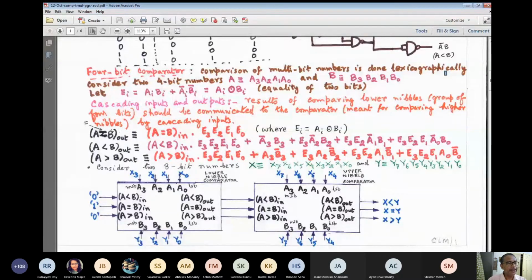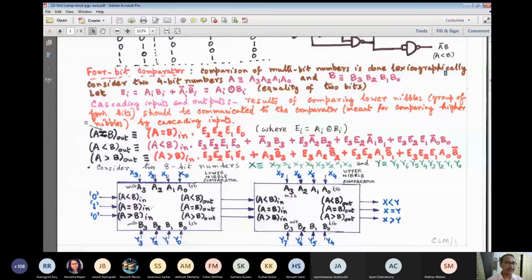That means this output is independent of A less than B, A greater than B. So when we want to find the condition when this particular function takes the value 1, it is imperative that this variable should have the value 1. In addition, there is the bitwise comparison between these two.